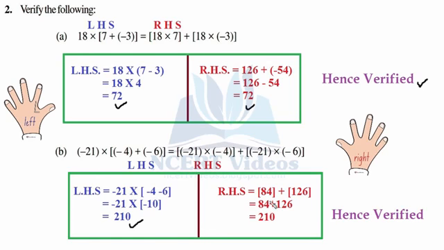Minus minus is plus. Now it is just a matter of addition. You add it, it turns out to be 210. 6 plus 4 is 10. 1 carry, 8 plus 2 is 10, plus 1 is 11, and 1 plus 1 is 2. Therefore, it gives you 210. So both sides, left hand side and right hand side, are equal, hence verified. That was your question number second.